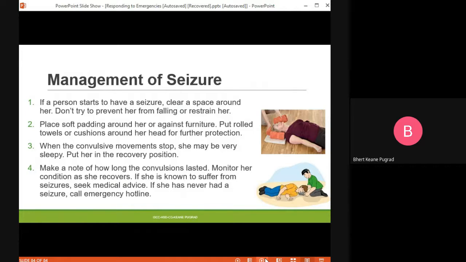Next, you need to place soft padding around her or against a furniture. You could put rolled towels or a cushion around her head to protect the patient's head. When the convulsive movements stop, she may be very sleepy and you need to place her in a recovery position to allow draining of fluids. Kasi during seizure, pwedeng nagkakaroon siya ng drooling or excessive salivation, at para hindi ma-aspirate yung pasyente, you need to place the patient on side lying or recovery position and call emergency hotline.